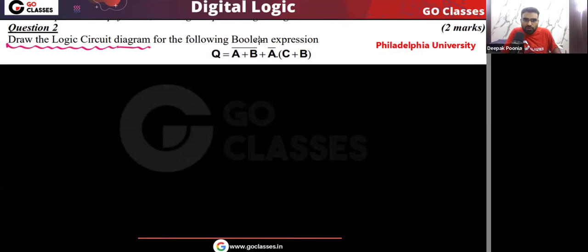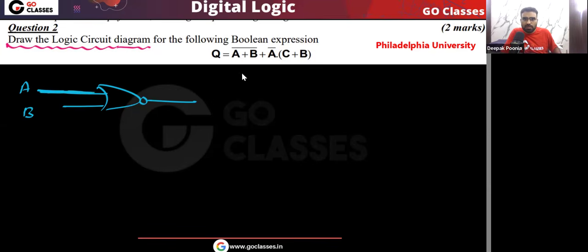Here you can easily notice, first of all, this is the NOR. What is this, A or B bar? This is the NOR. Okay, so first we need this NOR here. So let me draw the NOR like this. One input is A, and another input is B. So these are the two inputs of this NOR gate. Very simple.